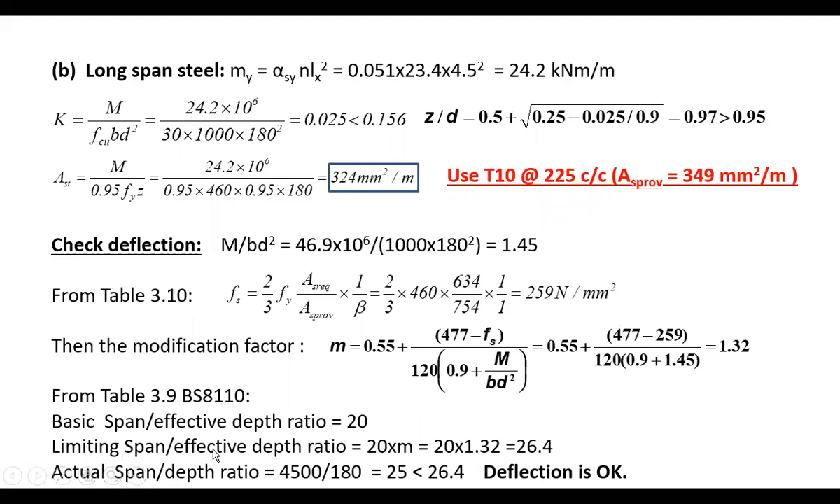Limiting span to effective depth ratio equals the basic span to depth ratio, which we get from table 3.9 and we used at the beginning. It was 20, multiplied by the M that you calculated. So 20 times this M, which is 1.32, gives us a value of 26.4. This is the limiting value. How about the actual span to depth ratio? The actual span to depth ratio, always get it from the short span. So it is 4,500, which was the short span, divided by the actual depth that we used. It is 25. And if it is less than the limiting span to depth ratio, as in our case, it's very close, but still less. So the deflection is okay in this case.